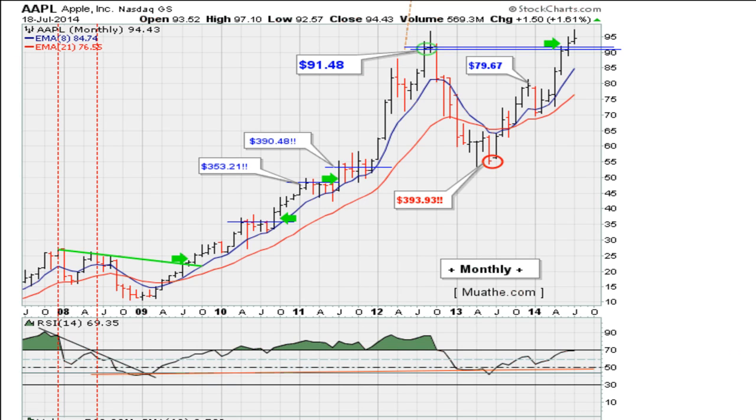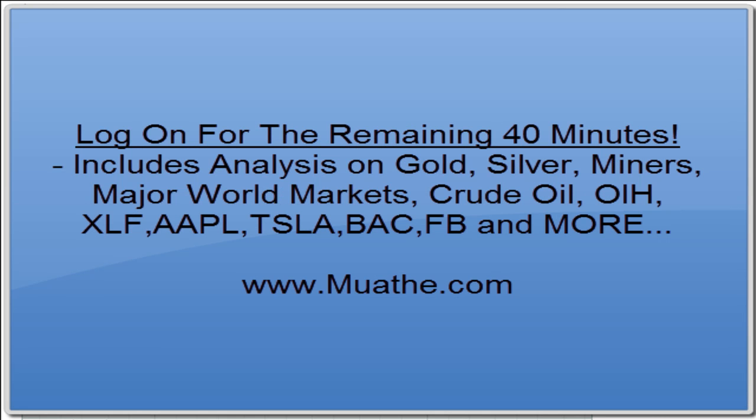Lastly, let's take a look here at Apple, which is still holding above 91.48, which is the previous monthly closing high. So it continues doing good, and it is still holding above 69.10 on the monthly, suggesting that it continues trading in a healthy pattern. So anything above 69.10 on the monthly RSI is positive. Anything above 91.48 on the monthly price channel or the price action is good.